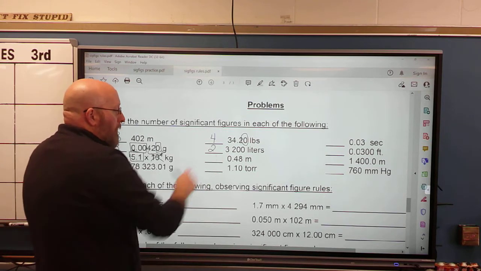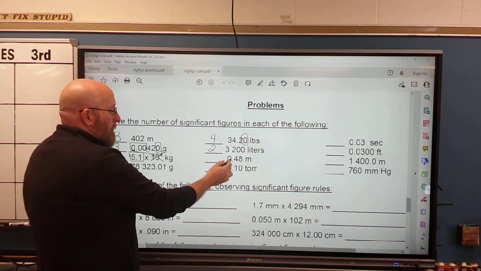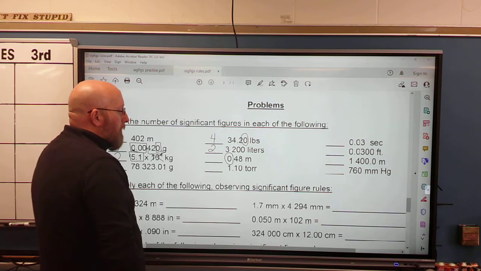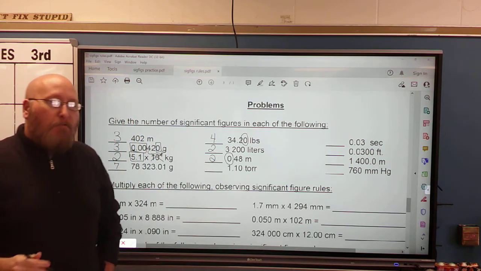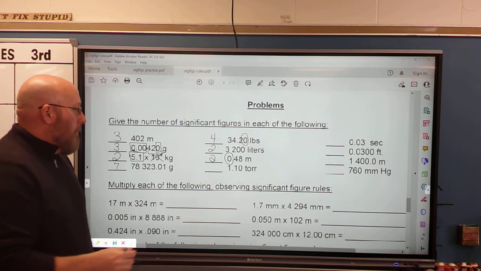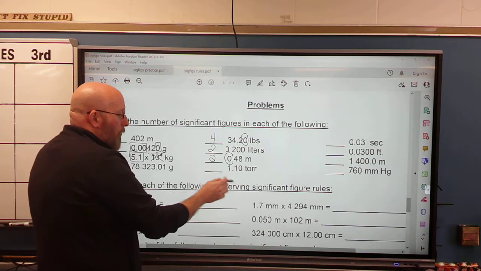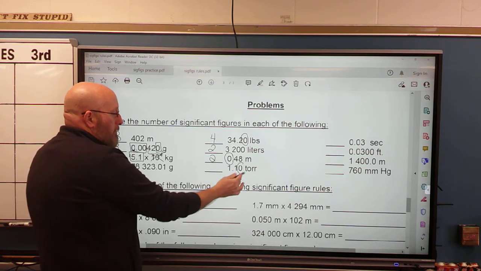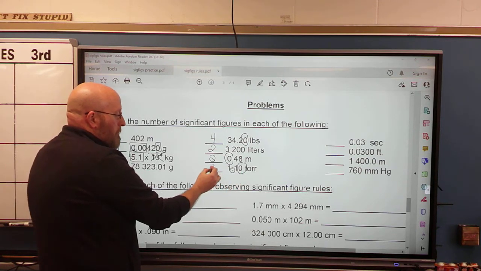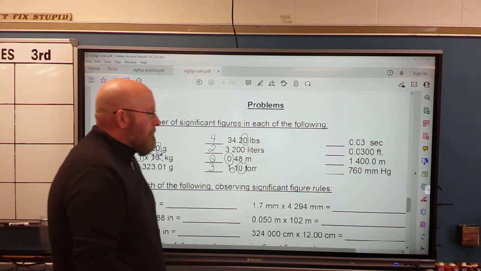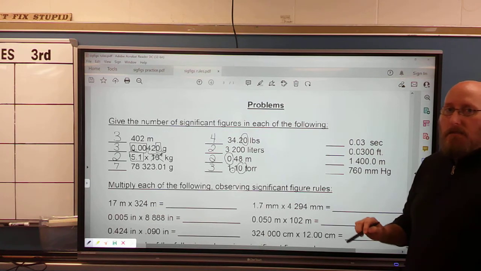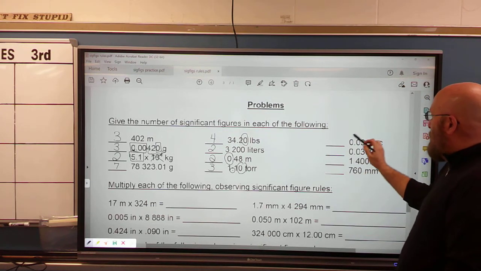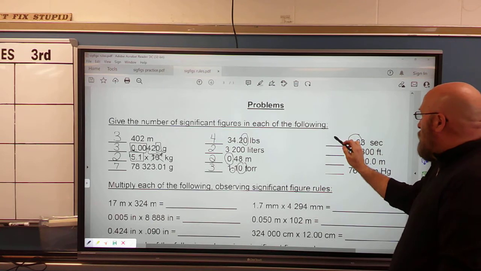Now the 0.48 meters, that's a leading 0. Leading zeros don't count. So just 2 numbers. Y'all start to see the pattern here? It's pretty straightforward, isn't it? Okay? The 1.10 torr. That 0 counts because it's trailing with the decimal. So there's 3 significant figures. These last 4, 0.03 seconds. These are leading. They don't count. 1 sig fig.